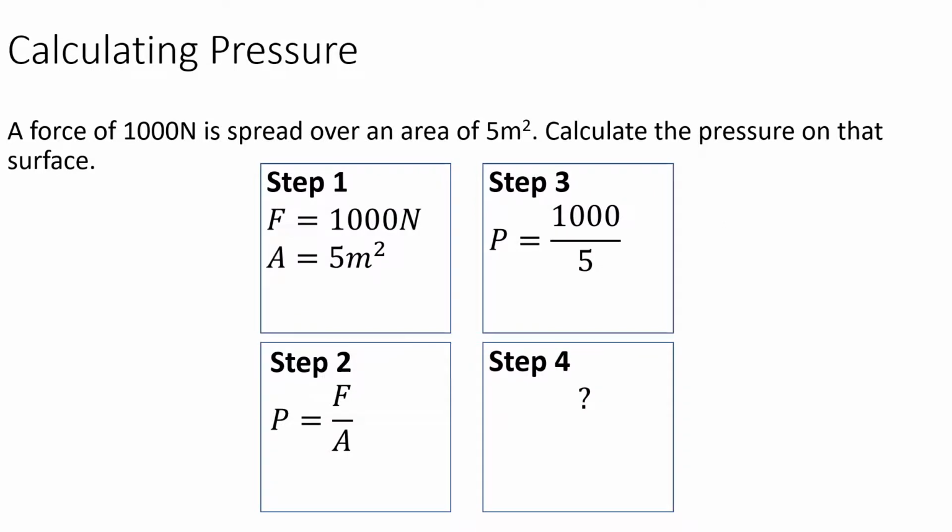Let's try it again with these numbers. A force of 1000 newtons is spread over an area of 5 meters squared. Calculate the pressure on that surface. Step 1. Write down what you've got in SI units. Step 2. Write down the equation. Step 3. Substitute in the numbers. And step 4. Write your answer with the units.